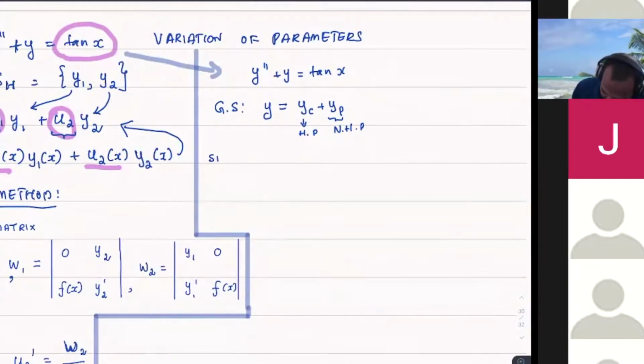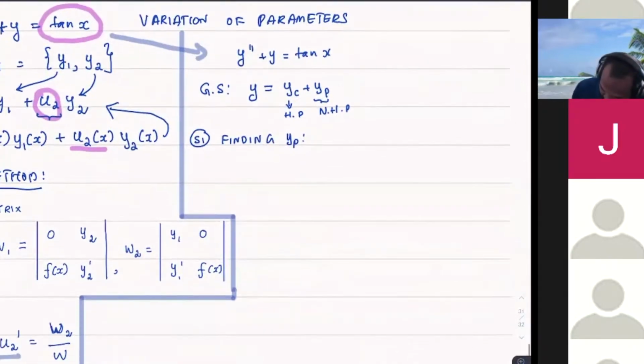So step one is finding yp. We know how to do that. We first write down the homogeneous version of the differential equation, then we can use our M&M method. So the characteristic equation here would be m squared plus 1 equal to 0.